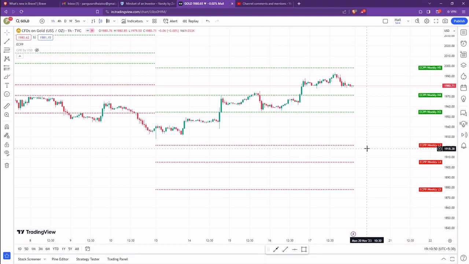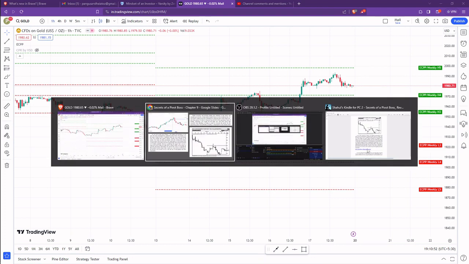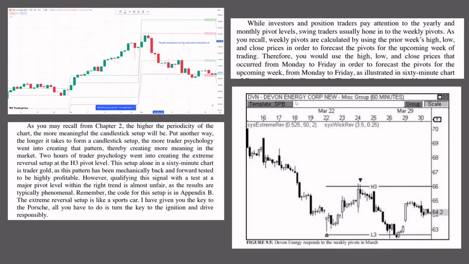He has also explained a chart of DVN. This is a chart of Devon Energy, but in the 60-minute time frame I'm not able to go beyond 2021, because it is asking me to go to the pro version to see previous charts. That is why I have taken the screenshot and updated it over here. So here on a 60-minute chart, this is weekly CPR. See, Devon Energy responds to the weekly pivots in March. The market has clearly taken support at this place.